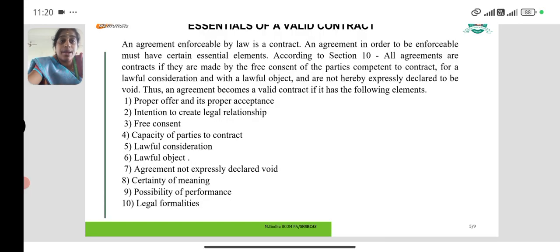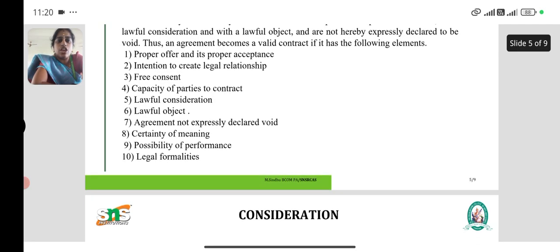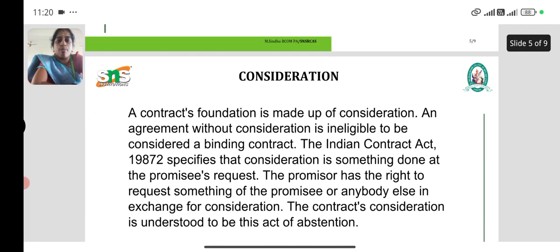Thus, an agreement becomes a valid contract if it has the following elements: proper offer and its proper acceptance, intention to create a legal relationship, free consent, capacity of parties to contract, lawful consideration, lawful object, agreement not expressly declared void, certainty of meaning, possibility of performance, legal formalities.